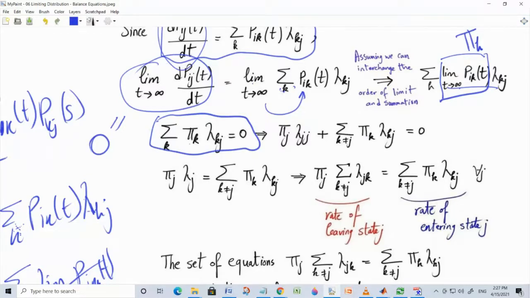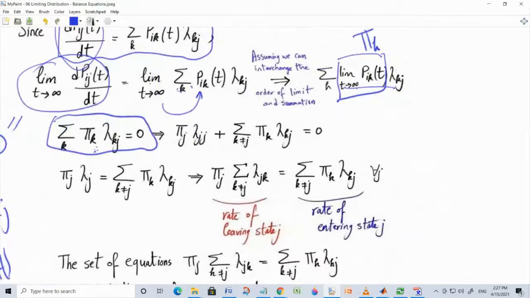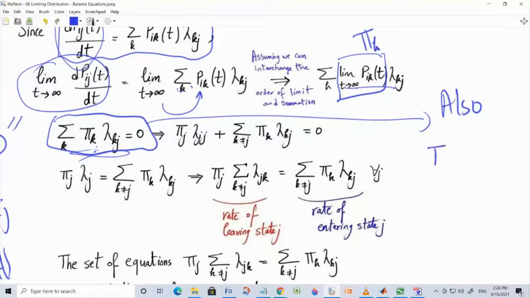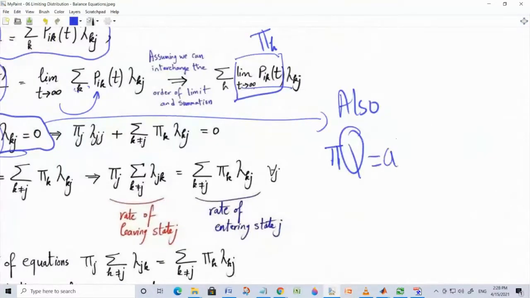Now this is a very important equation. It is called the global balance equation. If you look at it, you can also write it as the summation of pi k lambda kj. Since we are used to working with Markov chains, I can collect the pi's in a pi row vector, and the lambdas in Q, and this is pi Q equal to the all-zero vector.